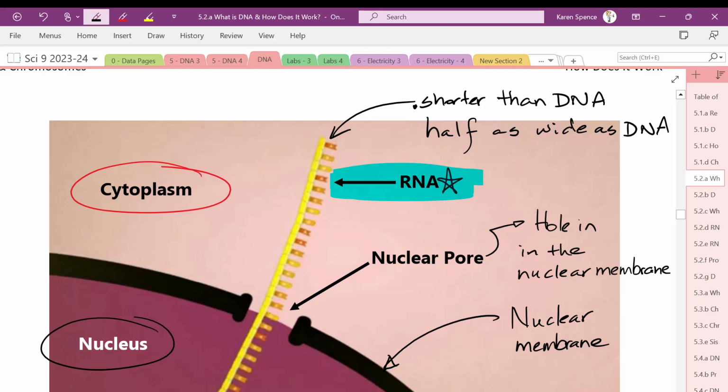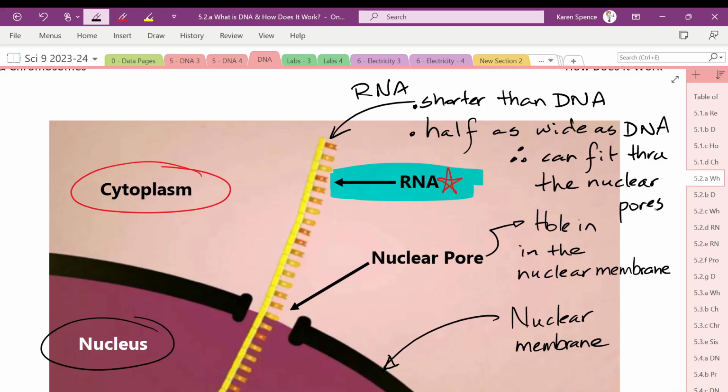Okay, so RNA is shorter than DNA, it's half as wide as the DNA, and therefore it can fit through the nuclear pores. Isn't that great? So now we're getting the instructions which were written on the DNA. We've made a copy of those instructions, and now that copy is moving out into the cytoplasm, which is like moving out onto your driveway where you have your box of IKEA parts ready to put together.